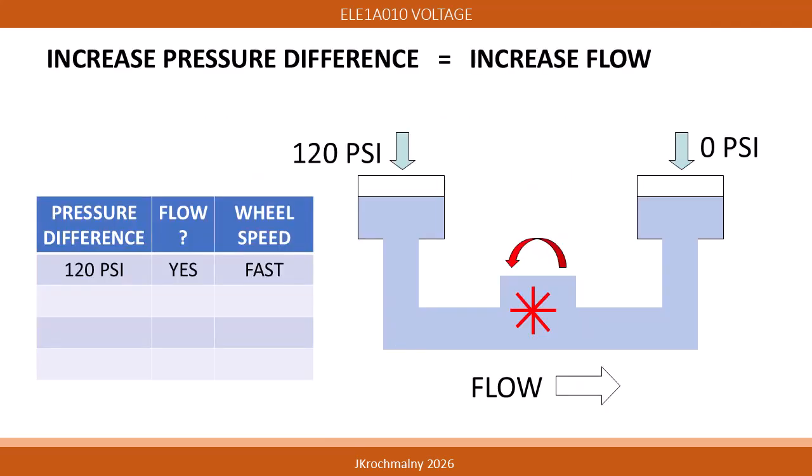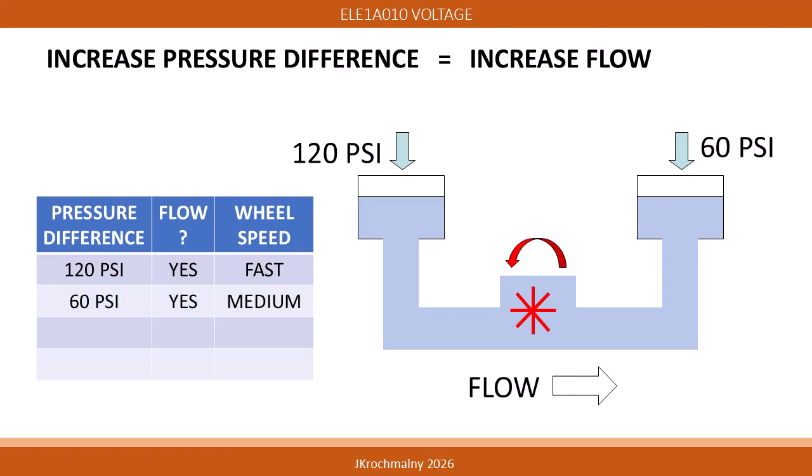This graphic shows a pressure difference of 120 psi. 120 psi is applied on the left and 0 psi on the right. This initiates a flow that travels from the highest pressure toward the lowest. We may also be able to imagine that the resultant spin of the paddle wheel to be fast.